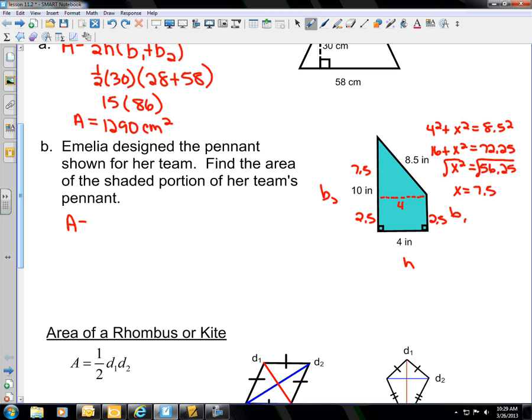Okay, so now I can plug it into my trapezoid formula. So I've got half my height, which is 4, and base 1 is 2.5, and base 2 is 10. So half of 4 is 2, times 12.5 gives me an area of 25 inches squared.